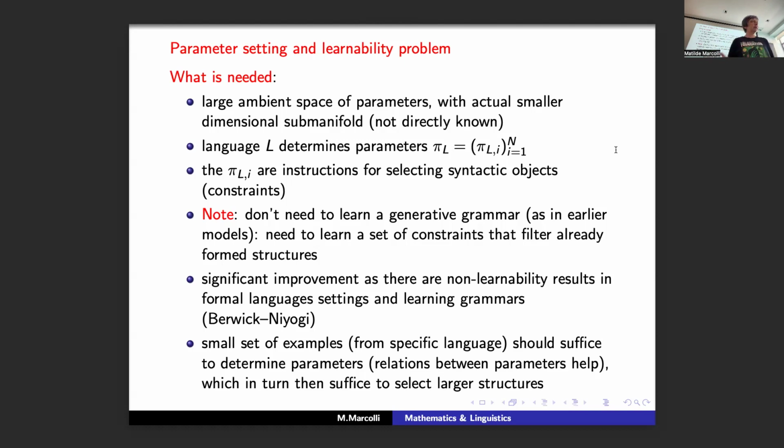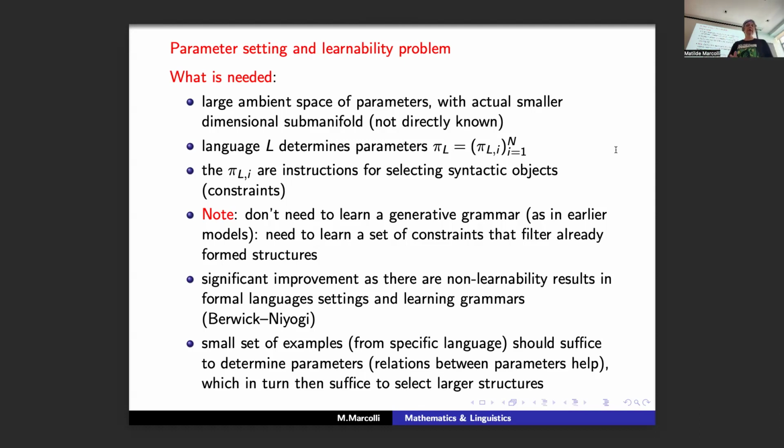But with this model of generative syntax, you don't have to learn the generative grammar. The generative grammar is common to all languages. It's this underlying mechanism that freely generates all possible structures. What you have to learn is the filters that tell you which structures are okay or not once they are already generated. So it's like learning constraints, not learning the generative mechanism. And this makes it better from the point of view of constructing some kind of dynamical system that will learn the constraints.